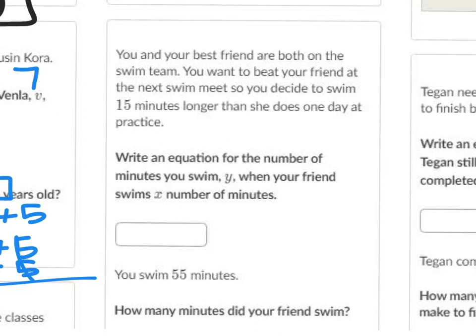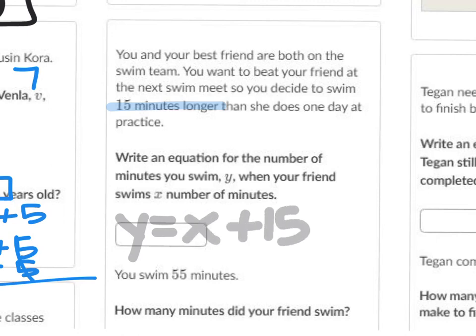Okay, you and your best friend are both on the swim team. You want to beat your friend at the next swim meet, so you decide to swim 15 minutes longer than she does one day at practice. If you see longer, shorter, more, less, those are going to be hints that you're adding or subtracting. If you see per person, per day, per hour, that's going to be a hint that you're multiplying, okay? So the number of minutes you swim when your friend swims X minutes is going to be the number of minutes your friend swims plus 15.